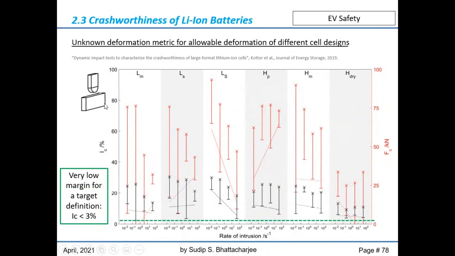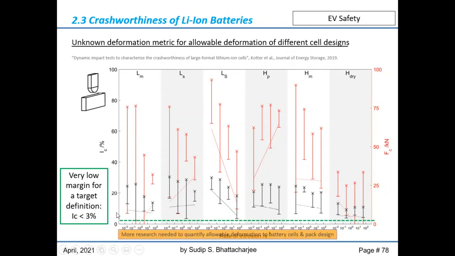Now, if the same prismatic battery, instead of being impacted on its flat surface, is being impacted in its lateral direction, the similar test, those results are summarized by the same research paper. Now I see the margin of safety is very little. I really don't have much margin for deformability in the battery system to say, yes, integrity is still maintained up to a certain deformability, maybe 3%.